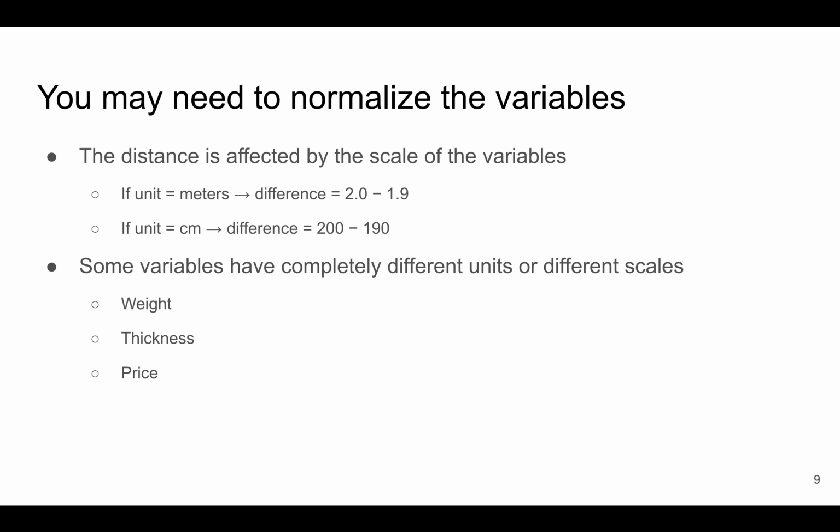Before you calculate the distances, it's usually a good idea to normalize the variables. That's because the distance is affected by the scale that you choose for the variables. For example, if you're measuring a person's height, you could use meters or you could use centimeters. The difference between someone who's 2 meters and 1.9 meters would be 0.1 if the unit is meters, but it would be 10 if the unit is centimeters.